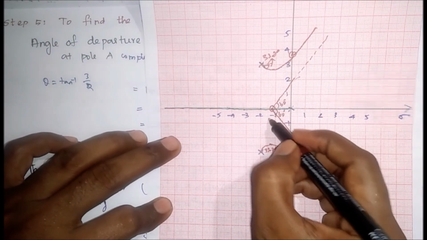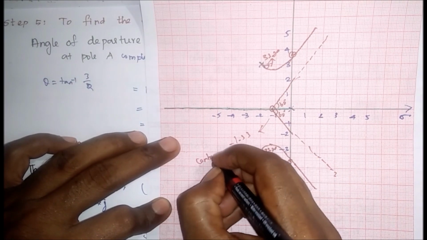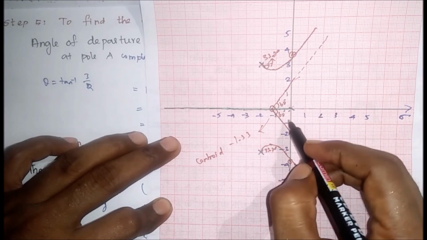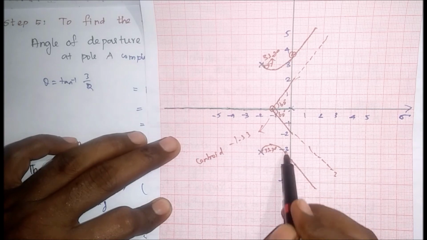We can mark the centroid at minus 1.33. Then this is an asymptote, and this is also an asymptote. Here this is root locus 1, root locus 2, root locus 3.